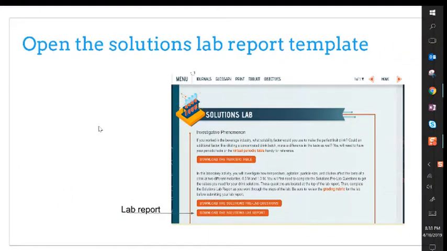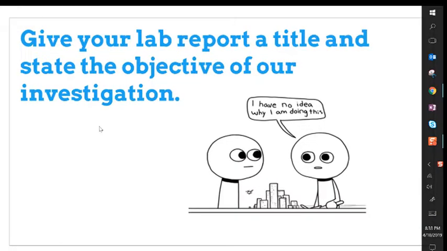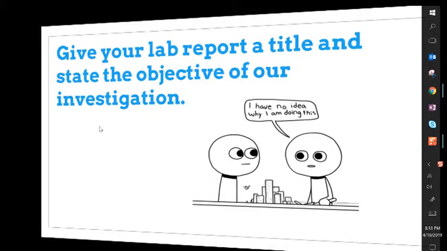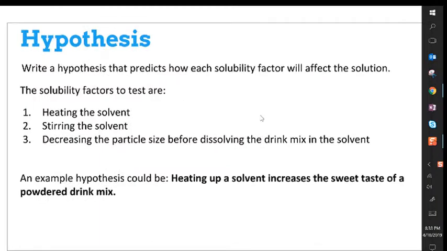Okay, go ahead and open up the lab template and give your lab report a title and state the objective of our investigation. Why are we doing what we're doing? Choose a hypothesis, one that will predict the solubility factor that you choose and how it will affect the solution. For example, you could choose this one, heating up a solvent increases the sweet taste of a powder drink mix, or you could think heating up the solvent decreases the sweet taste. You could choose any of the other solubility factors, as long as you choose one.